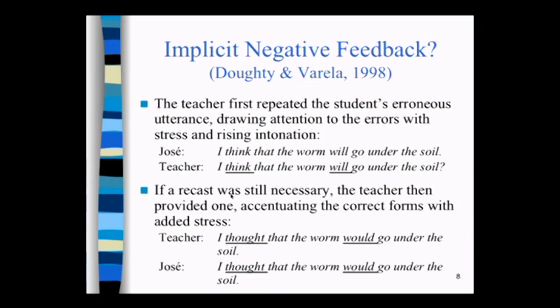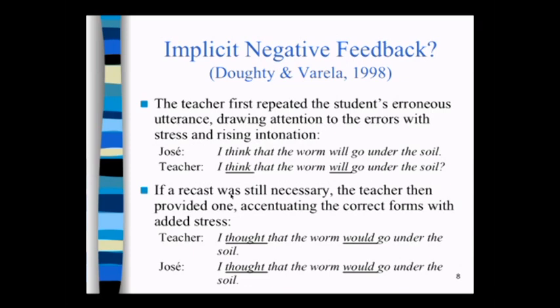The first move that the teacher used was a repetition of the learner's error. And if the learner did not self-repair after hearing the repetition of the error, then the teacher recast. And both in the repetition move and in the recasting move, there was emphasis added to highlight the incorrect form and then the correct form. So it wasn't a very good argument for implicit negative feedback, and it also didn't correspond to the types of recasts that we were observing in content-based classrooms in the research I had previously done.